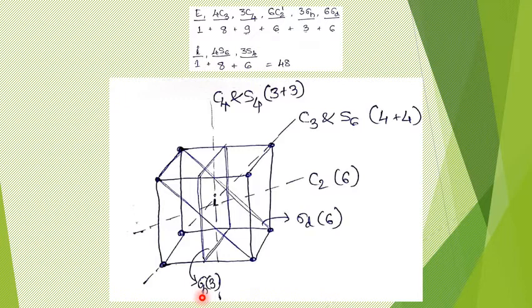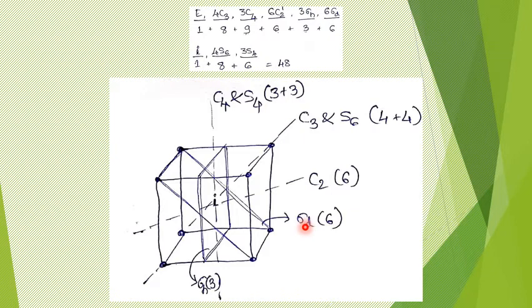So we have 3 C4 axes, and perpendicular to them 3 sigma h, 3 perpendicular planes, are possible. One such sigma h has been demonstrated. The other one will be something like this, and the third one should go like this. That is sigma h. Not only that, along with that, 6 sigma d's are present. These sigma d's are also a feature of the tetrahedral point group, but here we also have sigma d's.